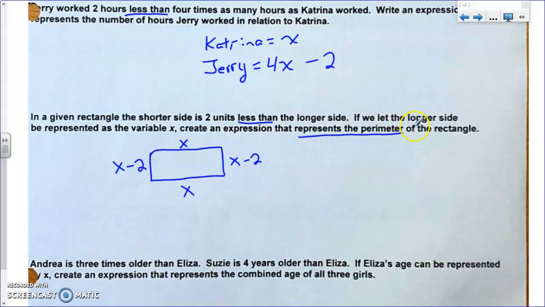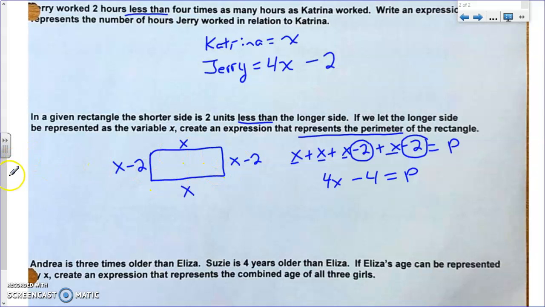Okay, we need to represent the perimeter. So we're going to find the perimeter, we add up all the sides. So we're going to have x plus x minus 2 plus x minus 2 equals the perimeter. Okay, so add up all the sides. x plus x, x minus 2, x minus 2. So there's 1, 2, 3, 4x, negative 2, and negative 2. Remember, if the signs are the same, you add the numbers, keep the sign. 2 plus 2 is 4, so 4x minus 4 equals the perimeter. Then if I knew what x was, I could find the perimeter of this rectangle.